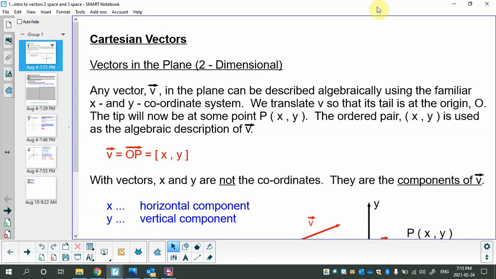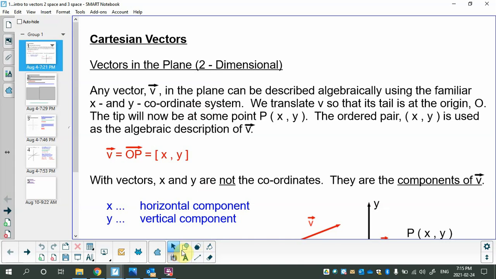Here we go. So vectors in the plane. A plane is like a piece of paper. It's two-dimensional. So you are used to dealing with a plane in mathematics because so far we haven't done anything three-dimensional other than volume, and you don't often have to draw pictures of that. So any vector v, and see how this has my vector symbol over top of it, any vector v in the plane can be described algebraically using the familiar x and y coordinate system.